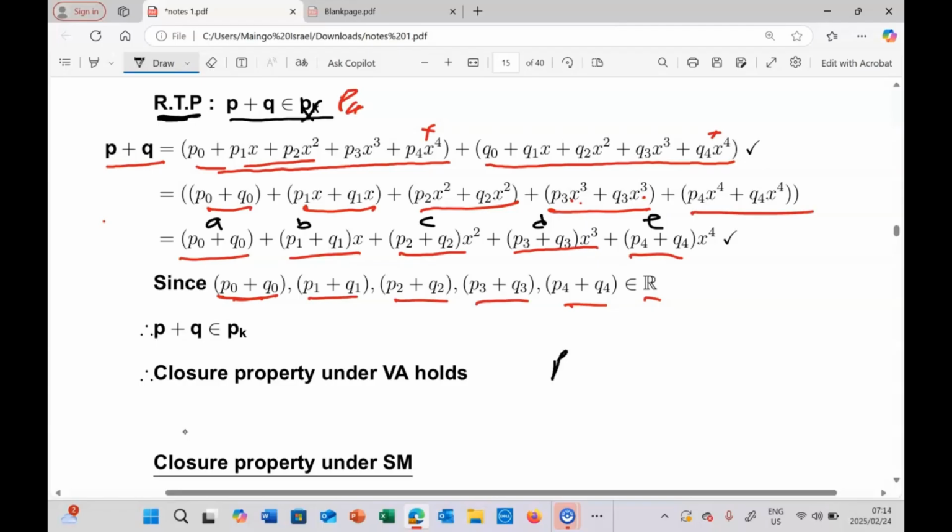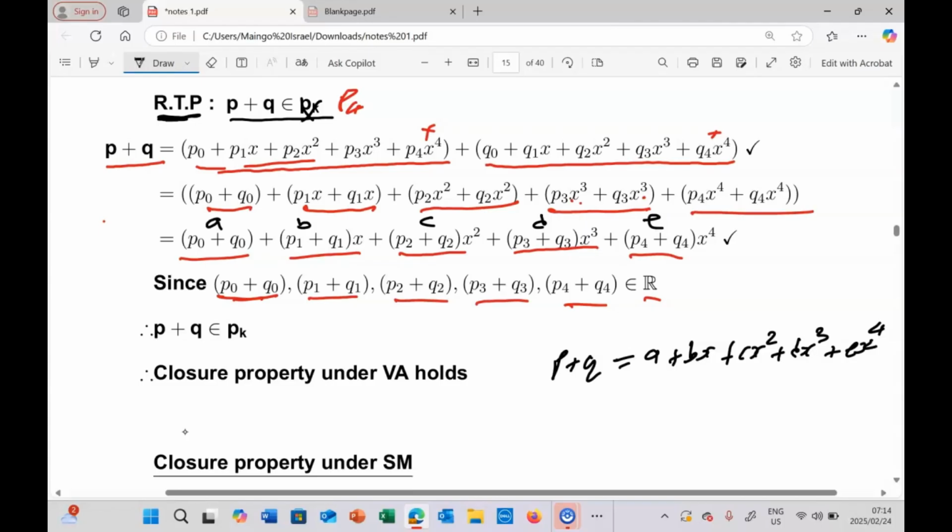Then we have a simple expression: P plus Q equals A plus BX plus CX squared plus DX cubed plus EX to the power 4. This is a polynomial of degree 4, as you can see.